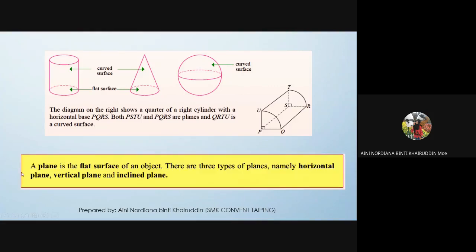Okay, so a plane is the flat surface of an object. Itu maksud plane. Plane is the flat surface. Flat surface sahaja kita panggil plane. Curved surface kita tak sentuh untuk topik ini. Only for flat surface. There are 3 types of planes, namely horizontal plane, vertical plane, and inclined plane.